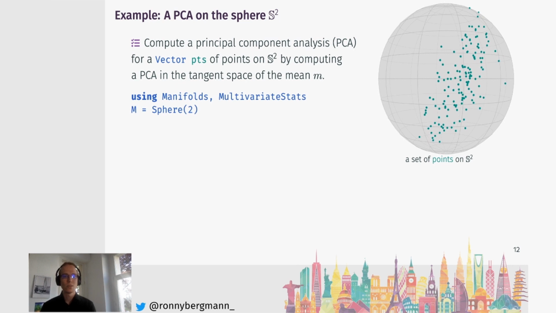If we want to do a PCA on the sphere S2, so we have a set of points shown on the right, and we want to have the main axis or the main variation direction of this data. Then we are facing a problem in multivariate statistics, but on the manifold sphere. So that's the first thing we need. And then we can compute the mean. That's the orange point over there.